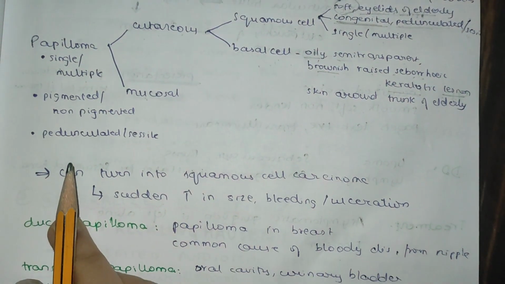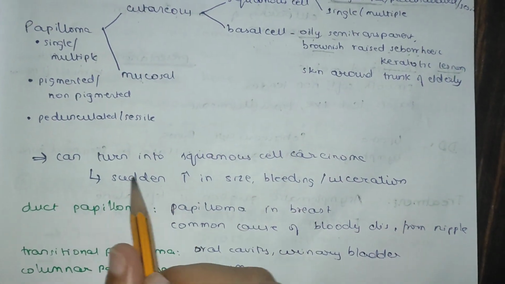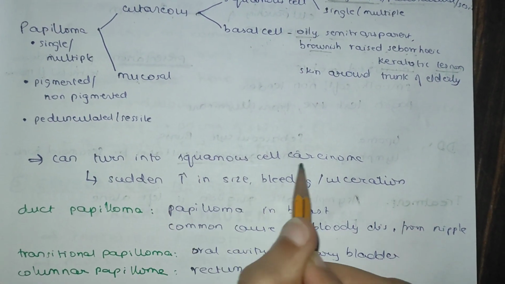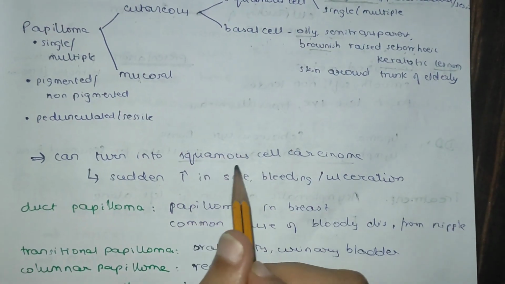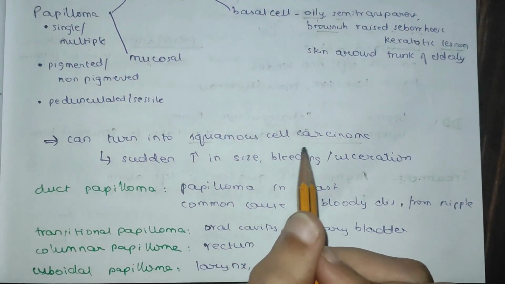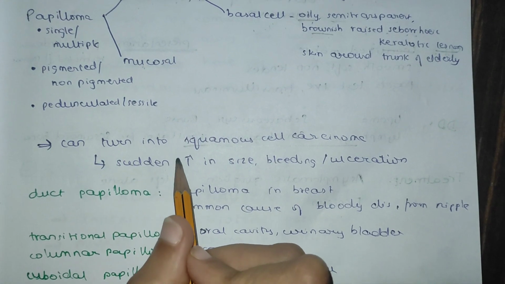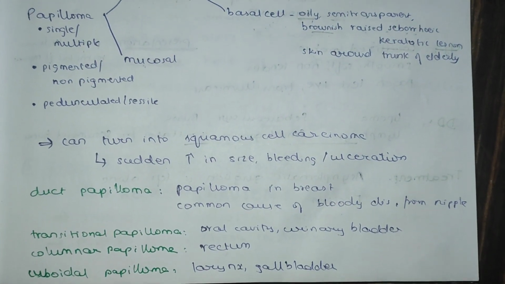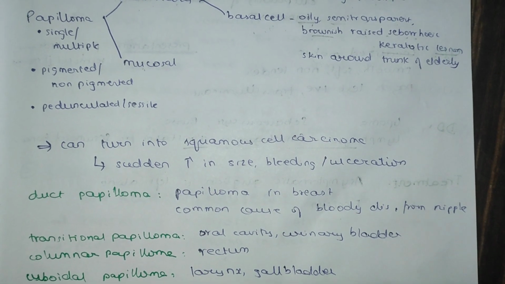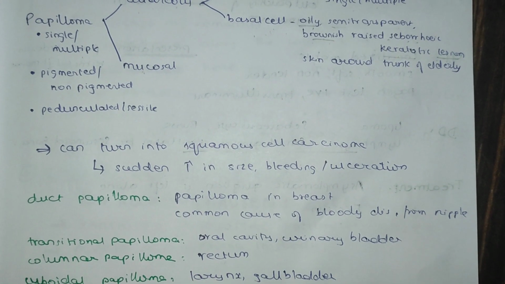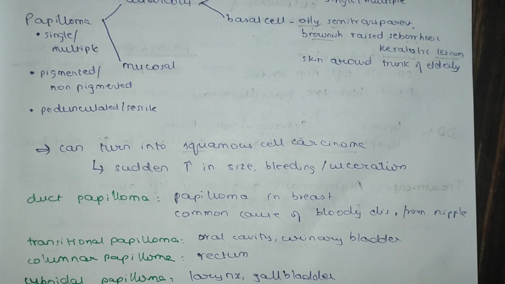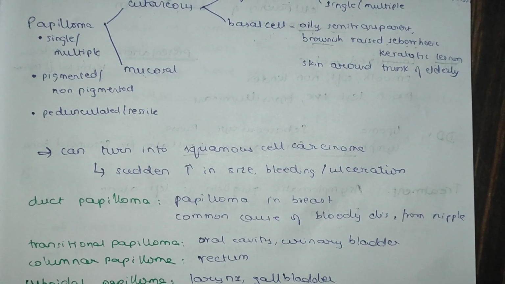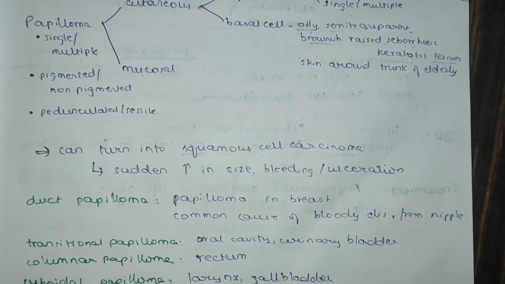Next, a true papilloma can suddenly turn into a squamous cell carcinoma, which is a malignant condition. It causes a sudden increase in size, and bleeding and ulceration may also be present. When a true papilloma suddenly increases in size with bleeding and ulceration, squamous cell carcinoma is suspected. It is a rare condition, but it is a complication.